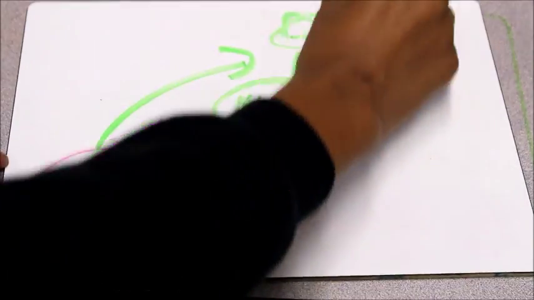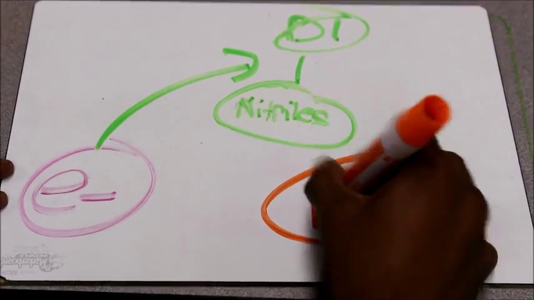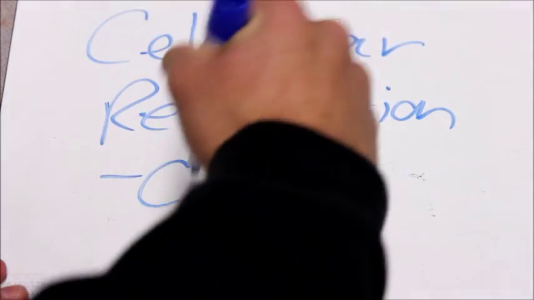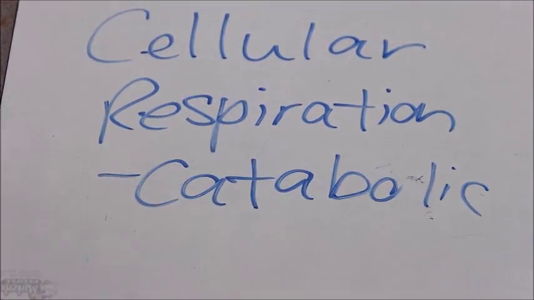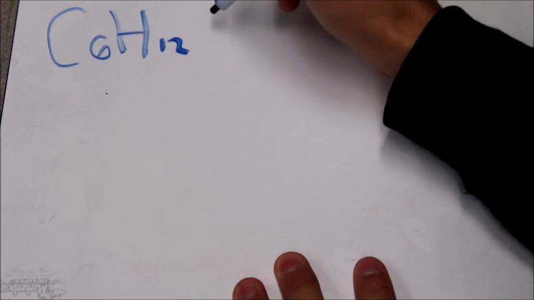The purpose of cellular respiration is to create energy in the form of ATP. It's a catabolic reaction, meaning that a larger molecule is being broken down into smaller molecules. It occurs in the cytosol and mitochondria, and the equation of cellular respiration is C6H12O6 plus 6O2 equals 6CO2 and 6H2O.